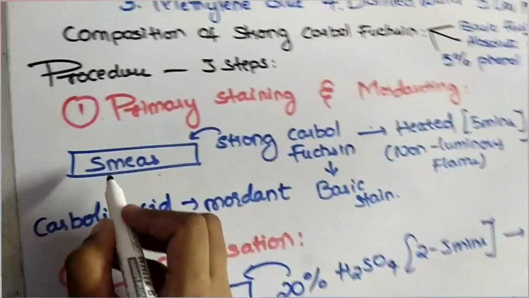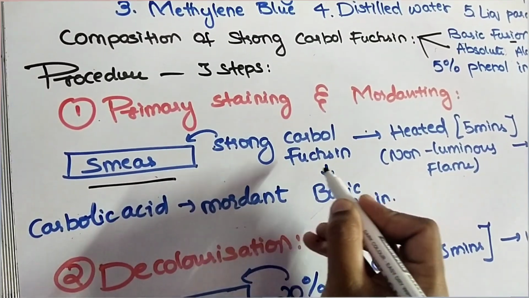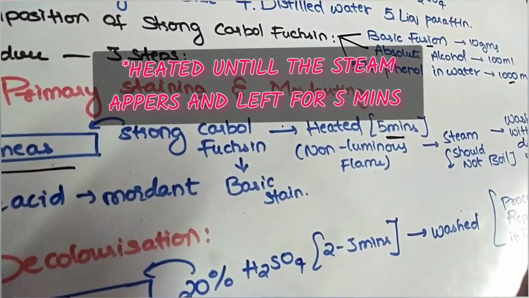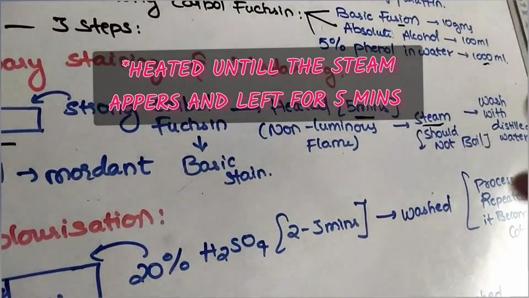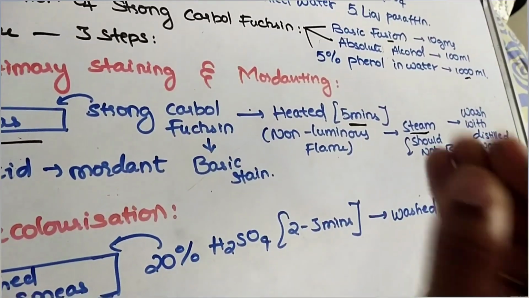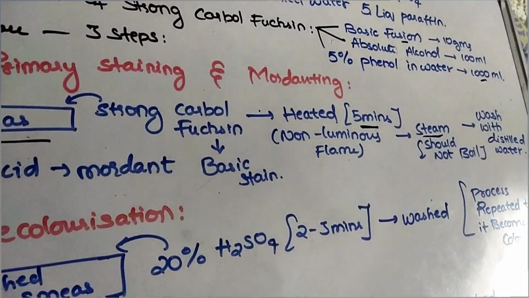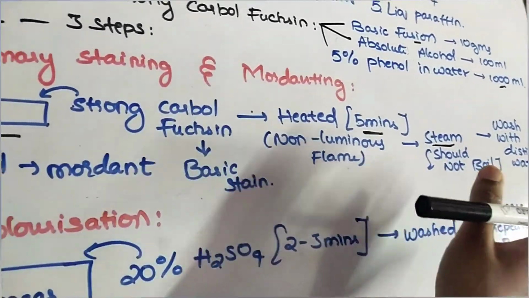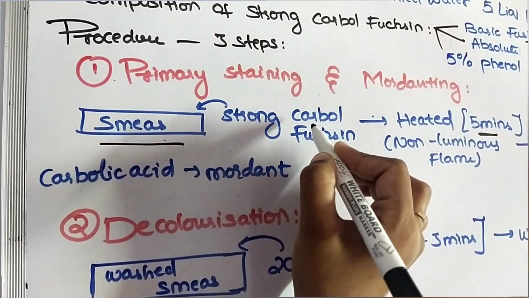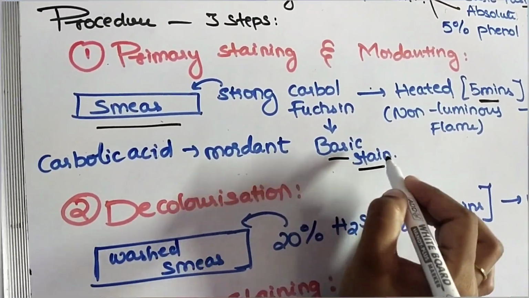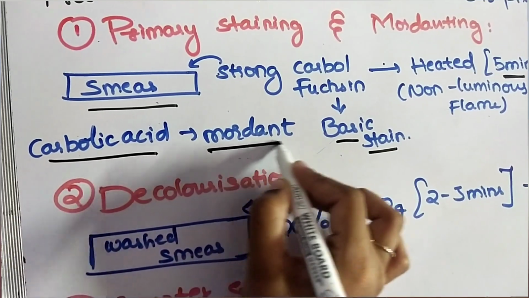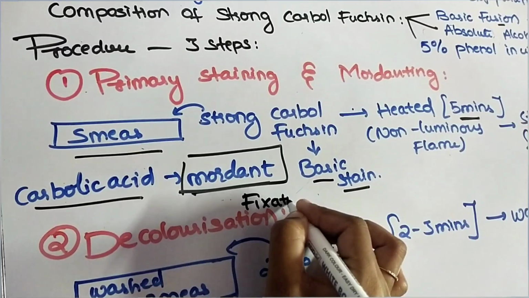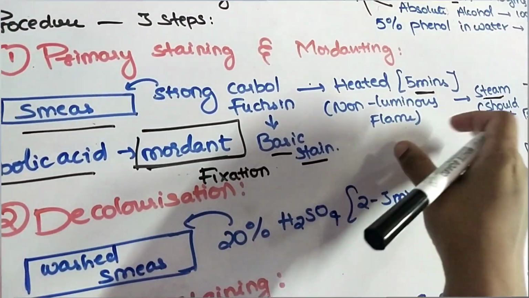For the primary staining, the smear is taken and the strong carbol fuchsin is added and heated for 5 minutes on a non-luminous flame. The steam should come out, but the stain we added on the slide should not boil. Only the steam or smoke should come out. After 5 minutes of heating, it is washed with distilled water. Here the strong carbol fuchsin acts as the basic stain and the carbolic acid acts as the mordant, which is none other than the fixator. The basic stain stays on the bacteria.